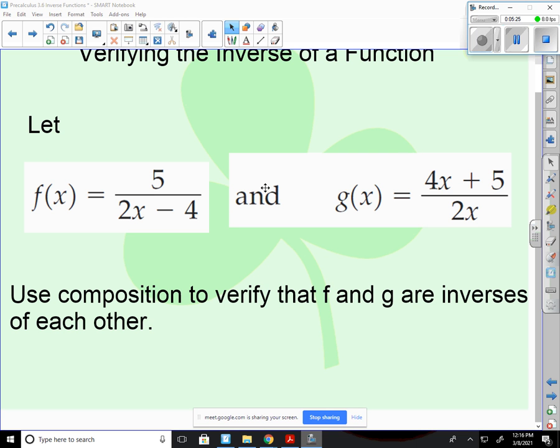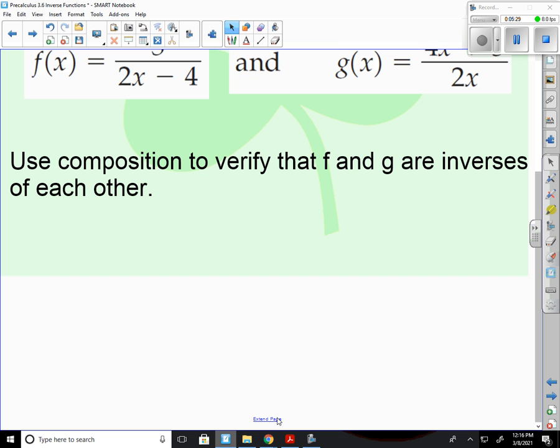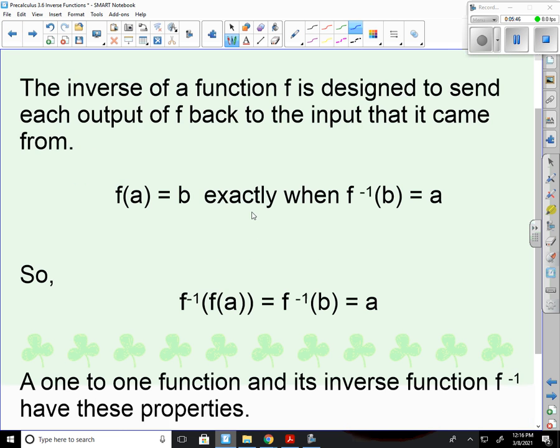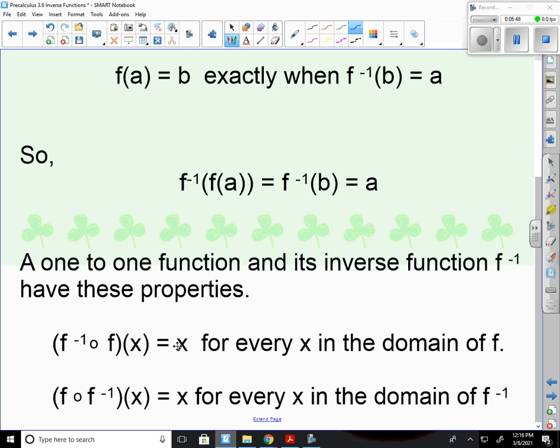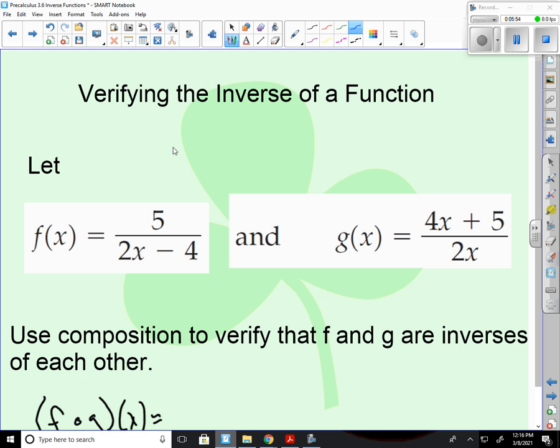All right, so what this means is we need to do the composition function of each one of these. So I need to do f of g of x. And what does that need to equal? Well, I'll tell you what it needs to equal. If you look back at the last slide that we did, that has to equal x in order for these to be inverses of each other.